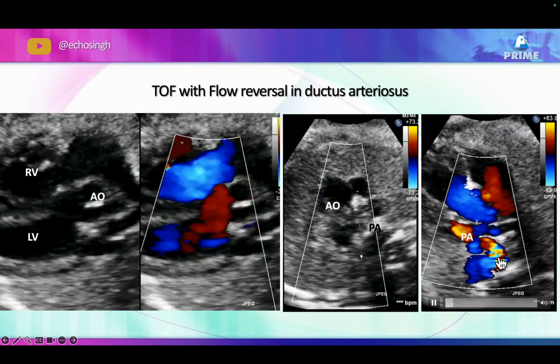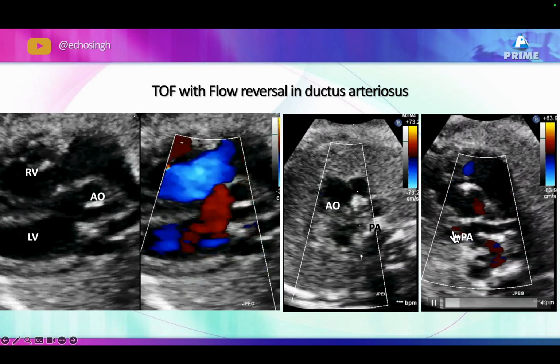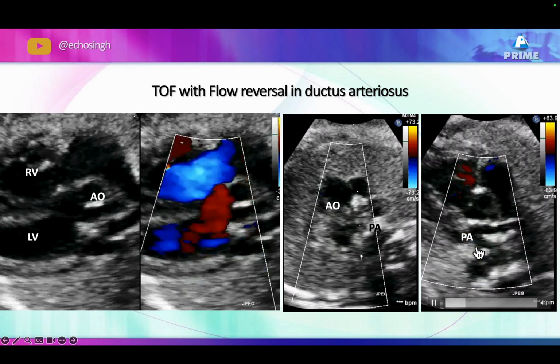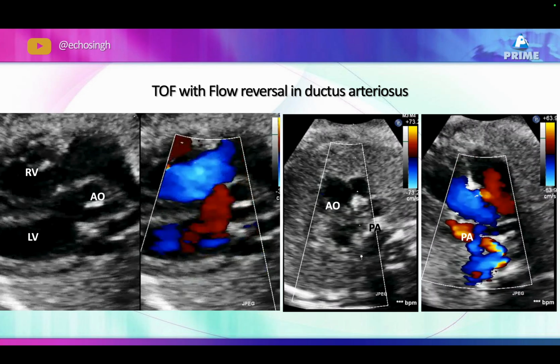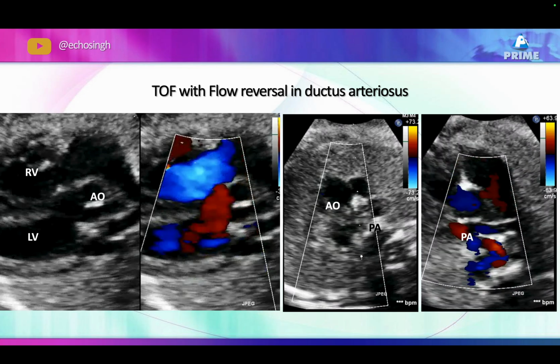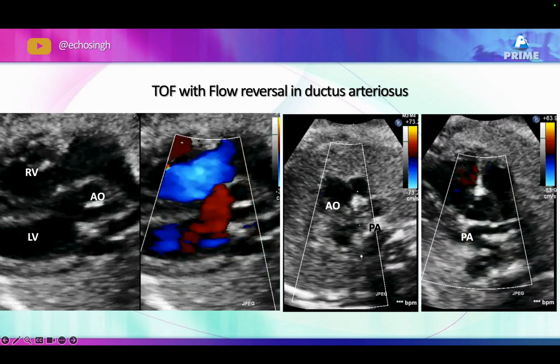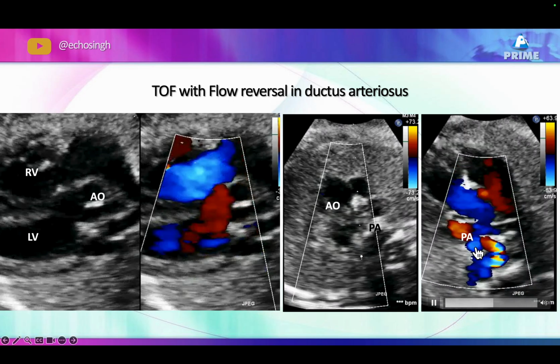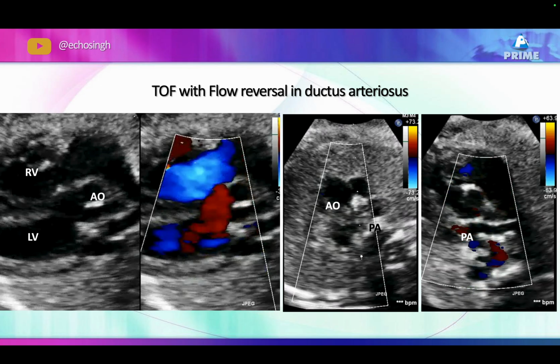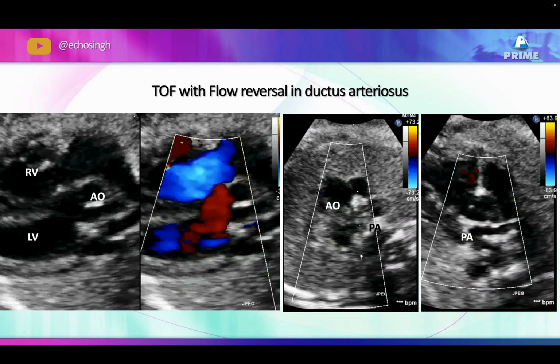And look at the pulmonary artery filling retrogradely. And this is one of the markers that this child, while on day one, can have a problem because of ductal dependent circulation. The pulmonary artery is filling from the ductus. If ductus closes, the pulmonary artery flow would be jeopardized.